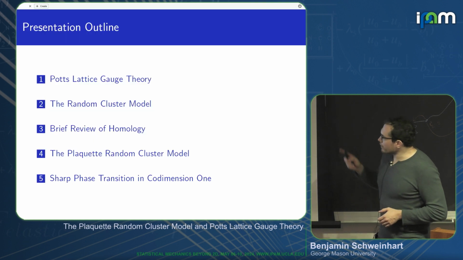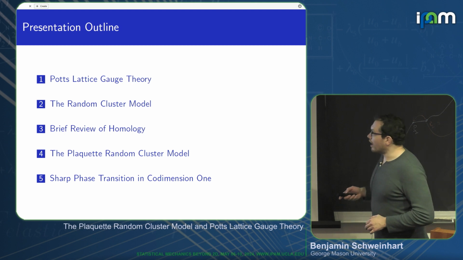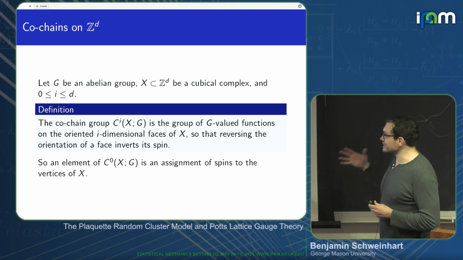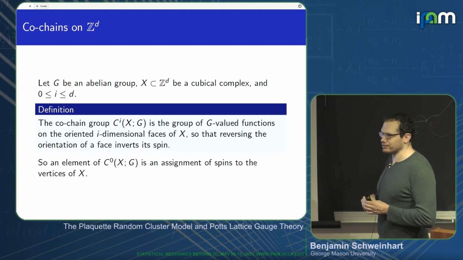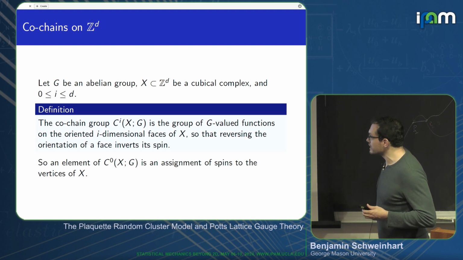Okay, so first I will tell you what Potts lattice gauge theory is. I'm a topologist, so I'm going to use the language that I know, which is a little different than the language in some of the recent papers on Ising lattice gauge theory, for example. I like to talk about our state space as cochains.